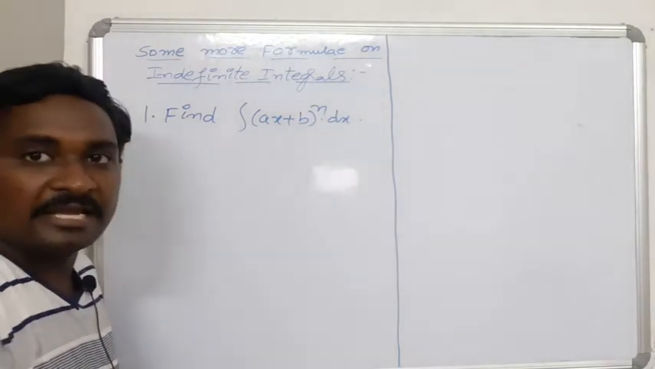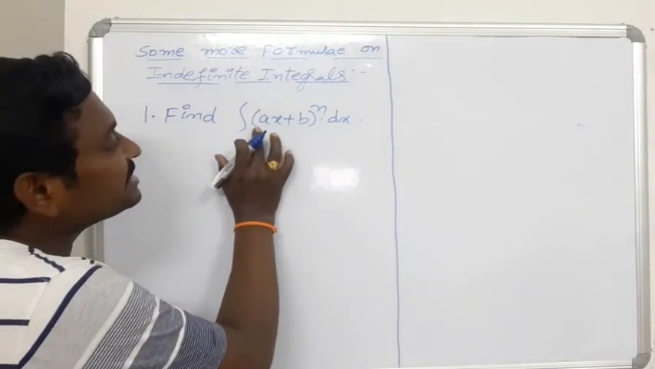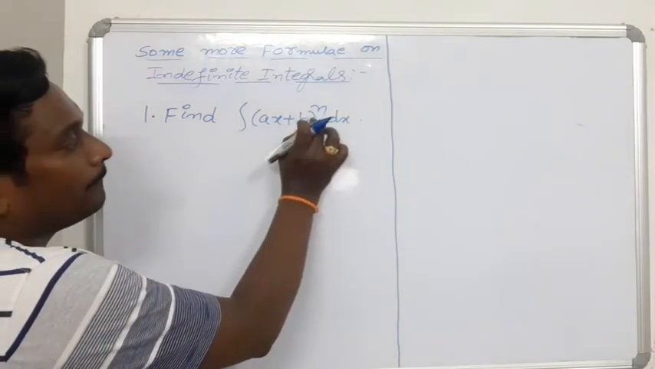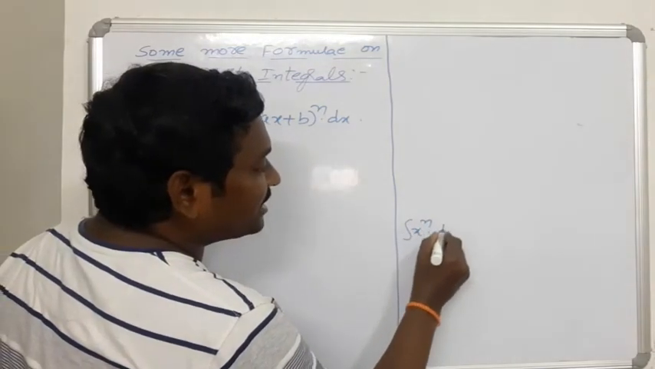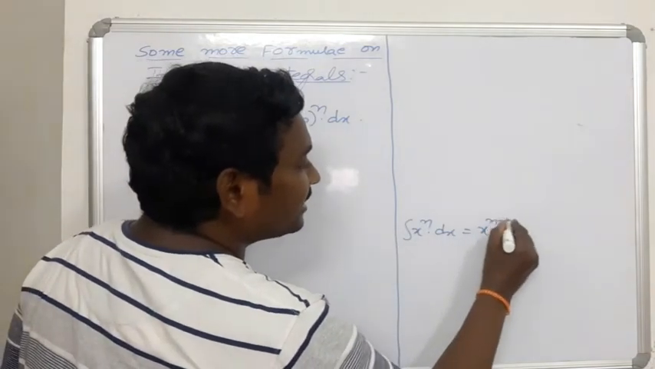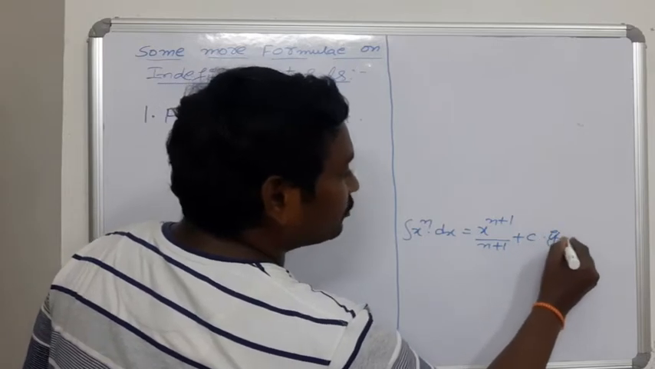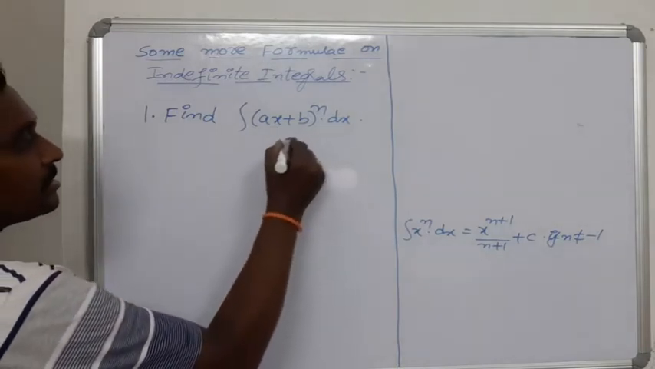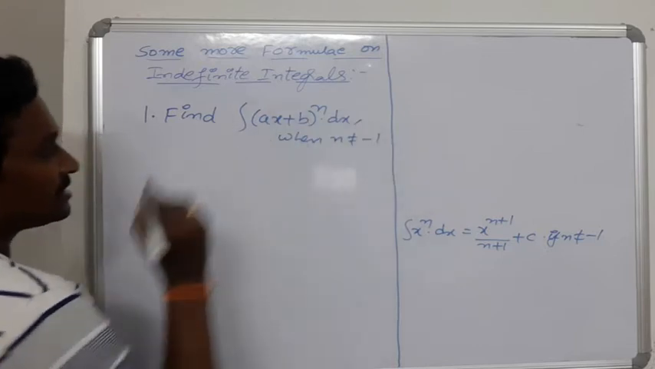Please carefully observe this problem. We are observing that the inside function is in the form of (ax plus b) whole power n. By observing the power n, we should remember the formula: integral of x power n dx. What is the formula for x power n dx? x power n plus 1 by n plus 1 plus c. We know that this formula is valid only for n not equal to minus 1. Here also it is provided that n is not equal to minus 1.